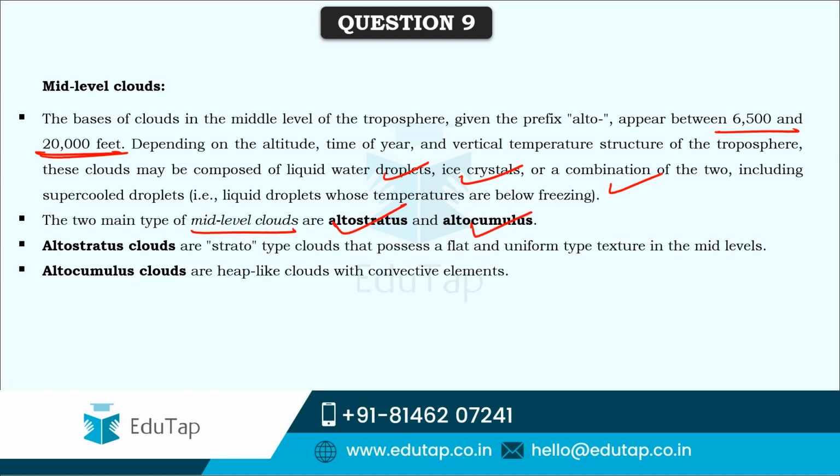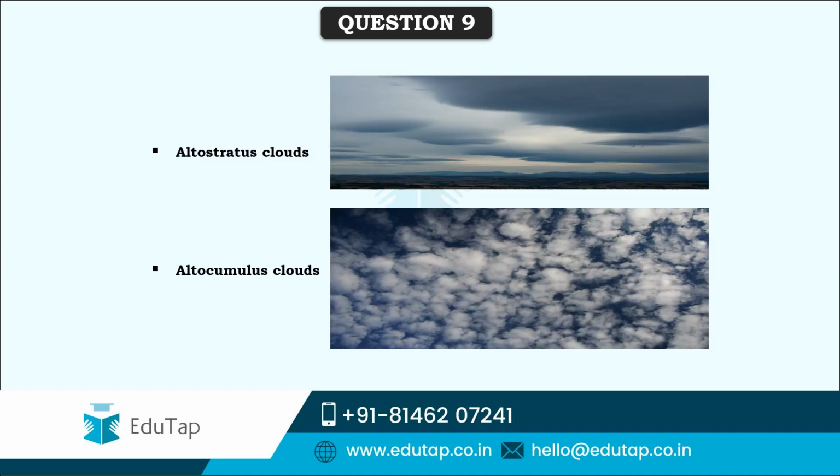Altostratus, again, is stratus, sheet sort of, and altocumulus is heap like, with convective elements. See friends, these are the altostratus clouds that you can see, sheet like they are, and then these are the altocumulus clouds, which are cotton puff like structures, heap like structures.